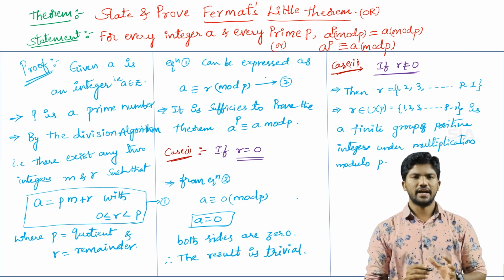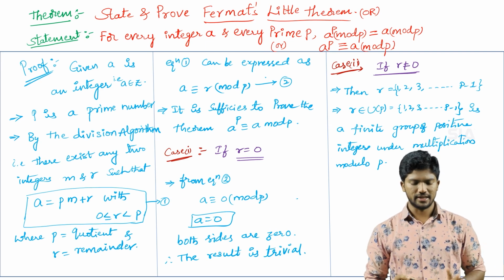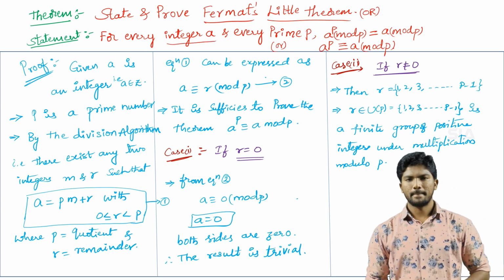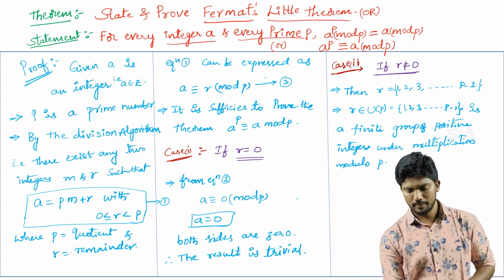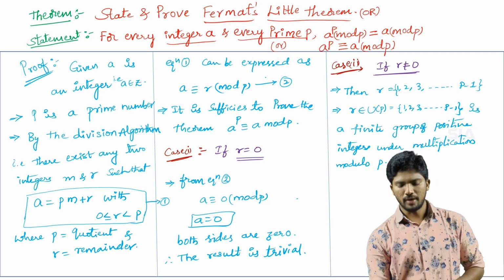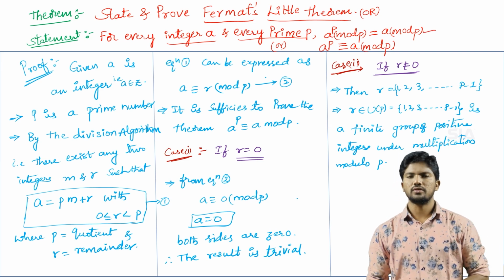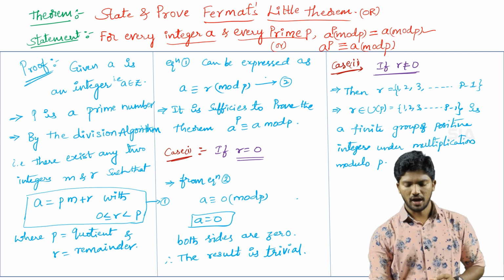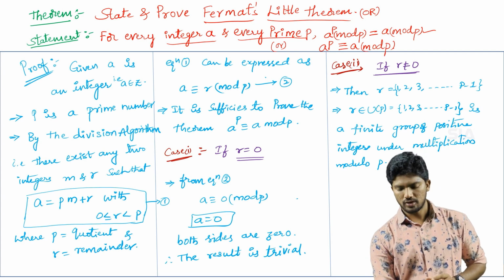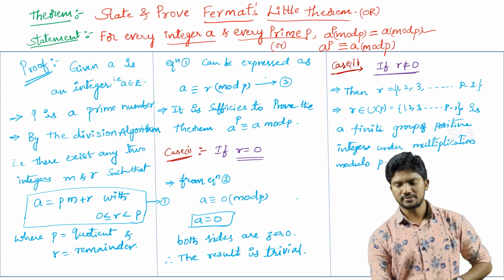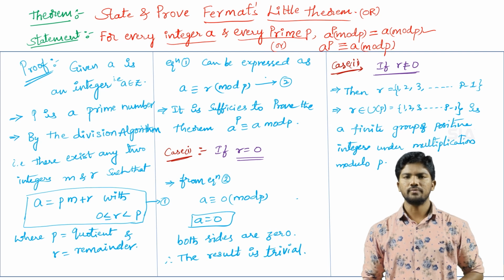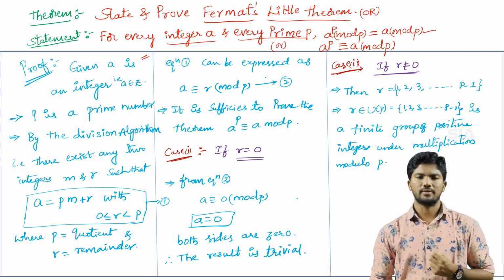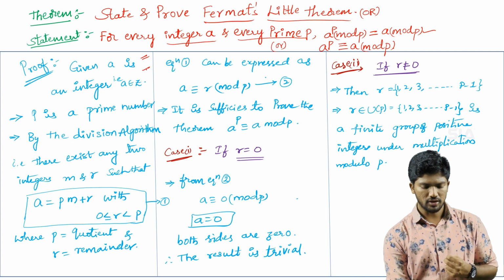State and prove Fermat's Little theorem. The statement is: for every integer a and every prime number p, a to the power p modulo p is equal to a modulo p. I will explain what that means. Or else, a to the power p is congruent to a modulo p. Here you have two symbols: the first symbol is equal, and the second symbol is congruence.